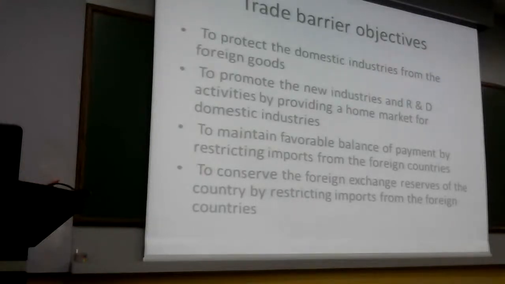Second, obviously, you have to promote new industries. You have to promote R&D activities in your home market. For example, India does not have any kind of advanced technology. Till then, India is importing.